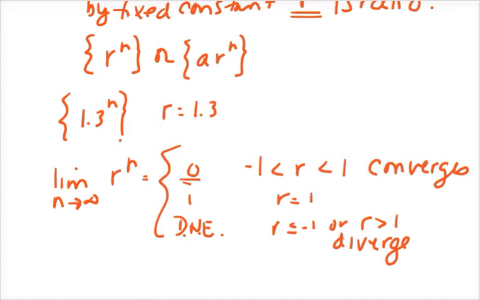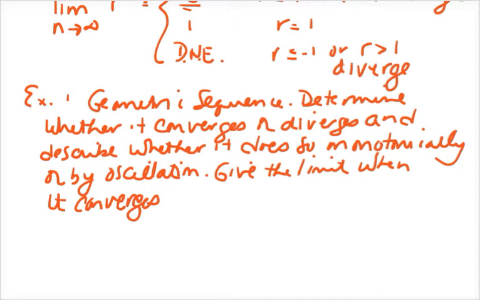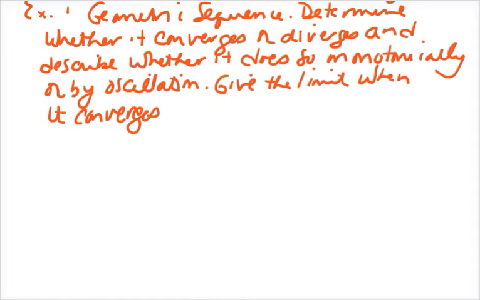Okay, so let's do an example. I'm going to pause here. Okay, we'll do two quick examples. We're going to look at the sequence, determine whether it converges or diverges, and then we're going to state whether it does so either monotonically or by oscillation. And if it does converge, give the limit. So let's look at the first one.